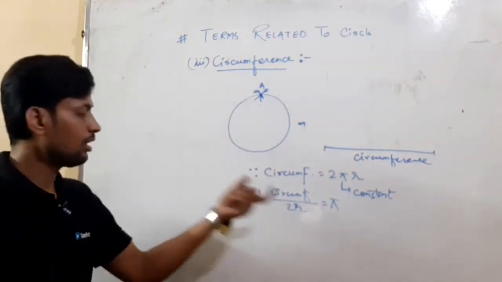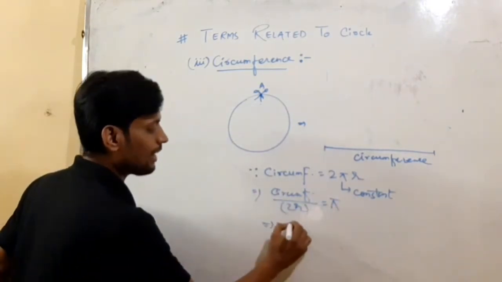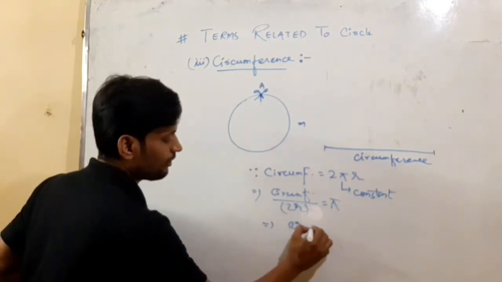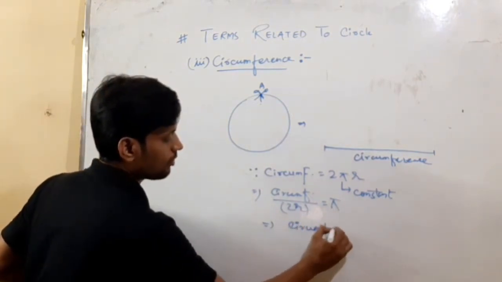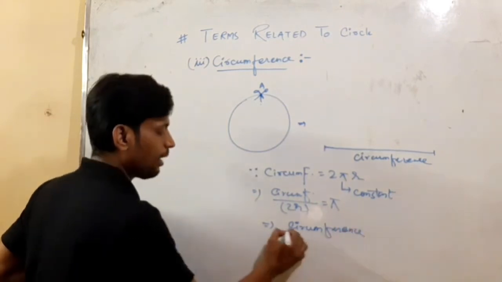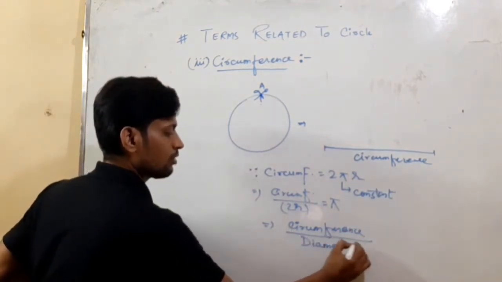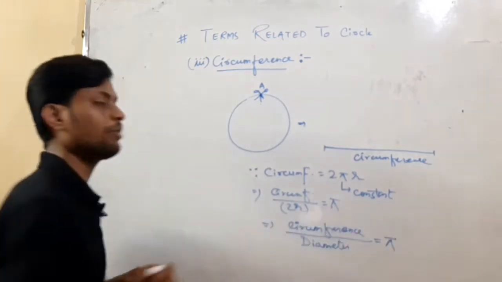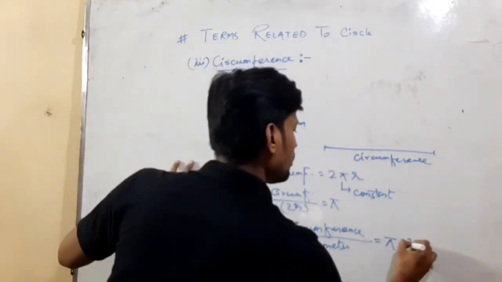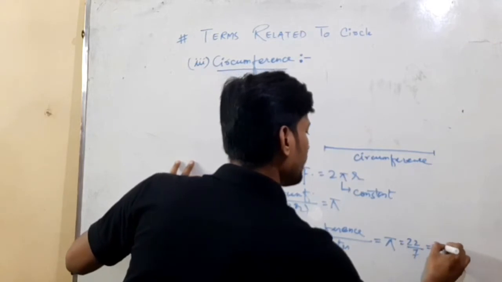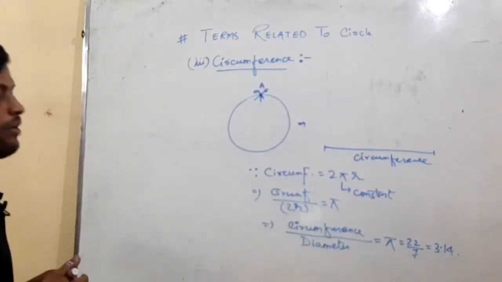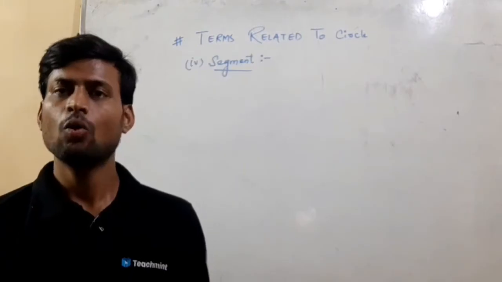We can write it like this. And we know 2r is nothing but diameter. So circumference by diameter is nothing but pi. And the value of pi is 22 by 7, or we can write it as 3.14 approx.